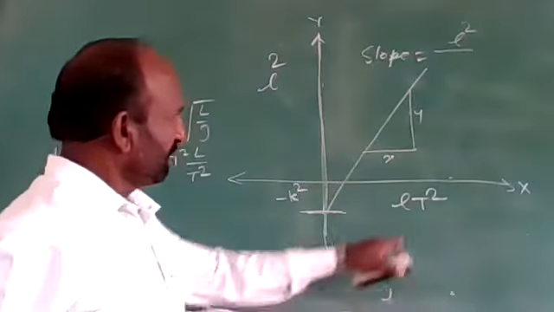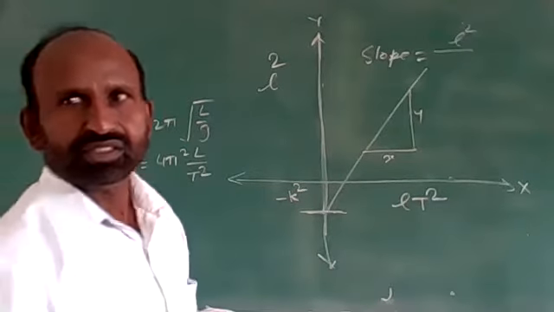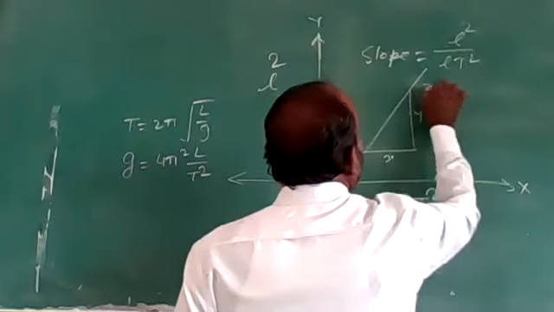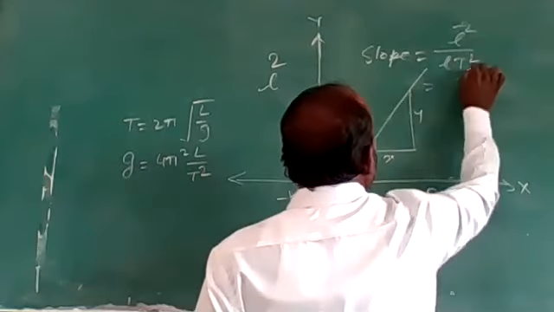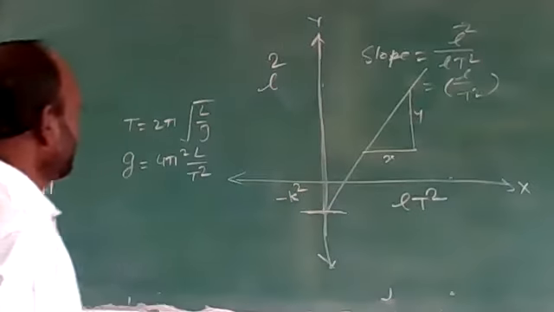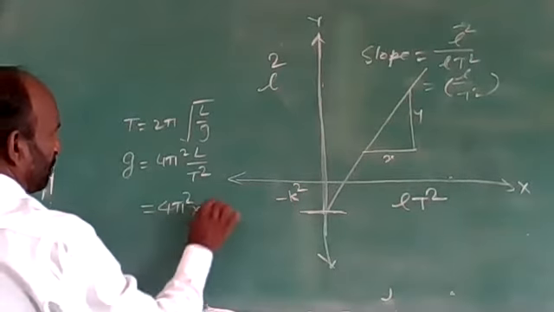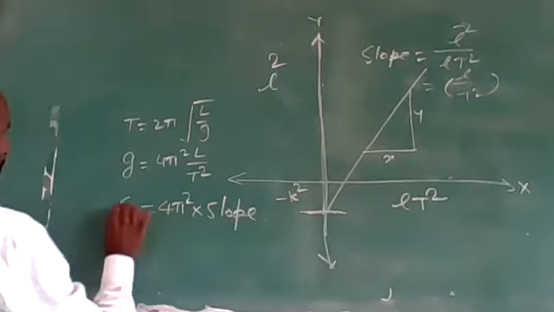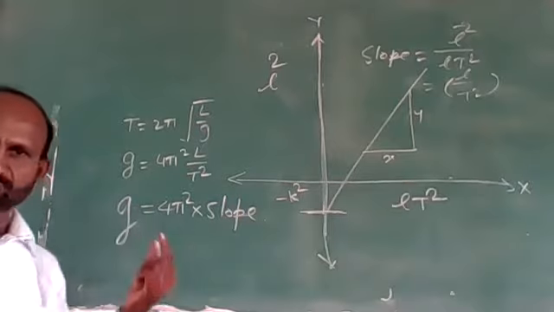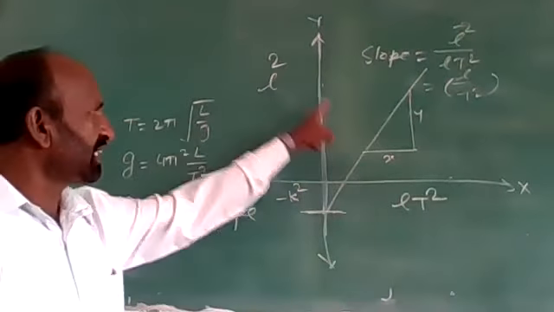X is L upon t square. Here we can cancel one here. It will be L upon t square. Now that slope we can use here: 4 pi square into slope. That will be g. Thus, the acceleration due to gravity can also be obtained by plotting a graph of L square against L t square.